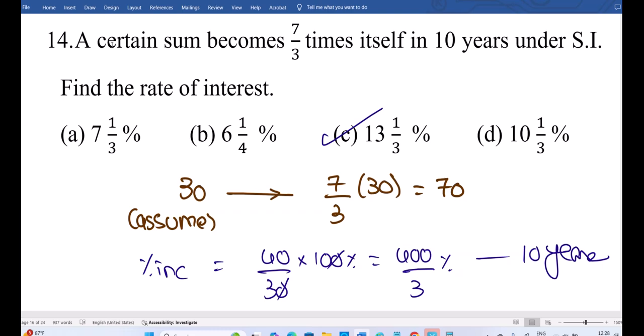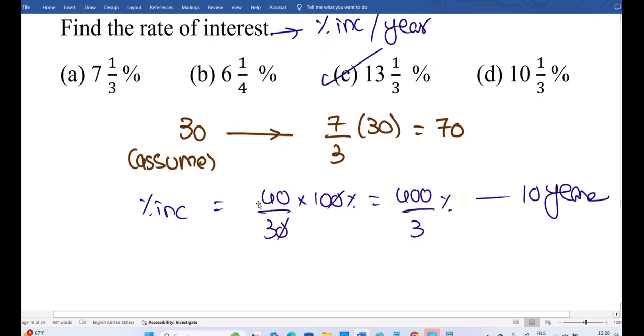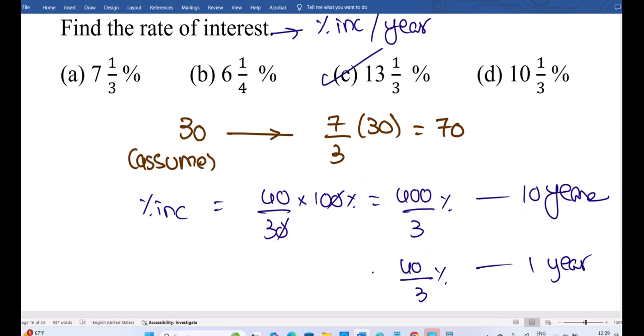Increase per year is the rate of interest. Very simple. You know the percentage increase concept or profit percentage. The profit percentage for 1 year is the rate of interest. Interest means profit. Rate of interest is how much percentage increase per year. 400 by 3% for 10 years. For 1 year it is 40 by 3%, which is nothing but 13 1 by 3%, mixed fraction.